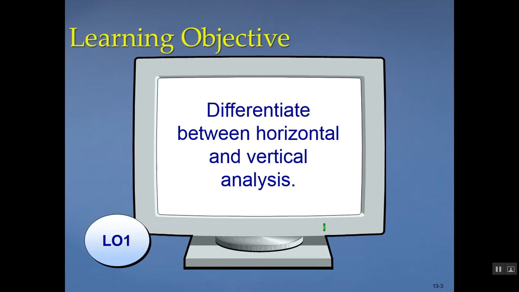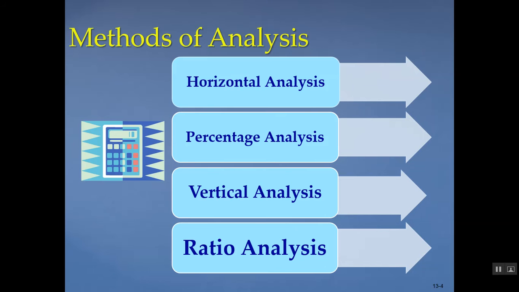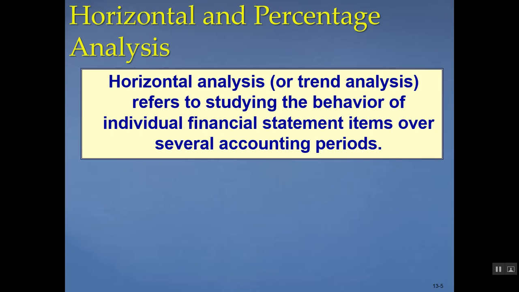First, we're going to look at the difference between horizontal and vertical analysis. You may already be familiar with these, but didn't realize the terms that refer to them. So, horizontal analysis or trend analysis refers to studying the behavior of individual financial statement items over several accounting periods.